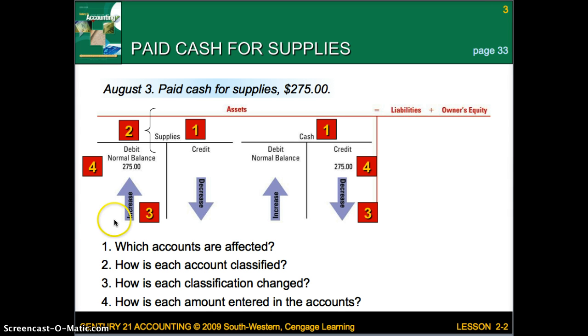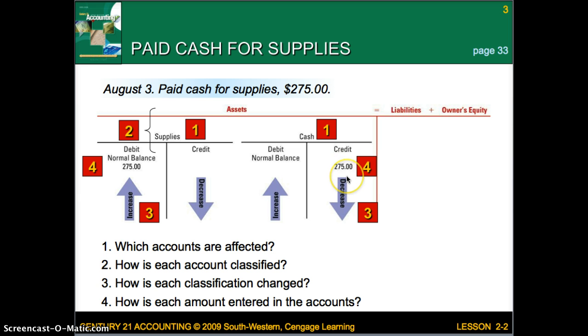I know that on an asset account, the increase side is the debit side, so I am going to increase my supplies and decrease my cash. This would still stay in balance because we've gone up 275 and down 275, meaning a 0 balance on my asset side. So each classification is changed. We did that. How is each amount entered into the accounts? We did that right here. Supplies, we're going to do a debit of 275.